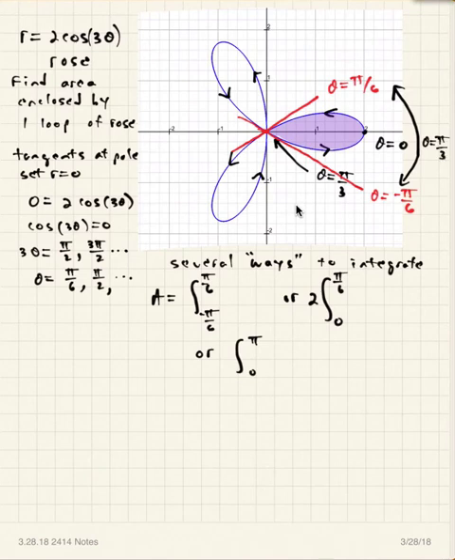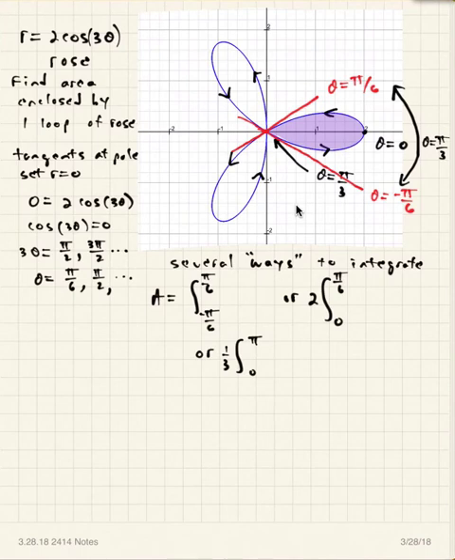That angle is pi over 3 right there, and that traces out one loop. So each loop is traced out over pi over 3 radians, pi radians altogether. So you can integrate from 0 to pi and multiply by 1/3. All those would be ways that you could set up this integral.